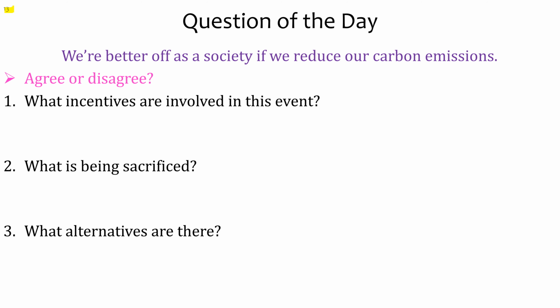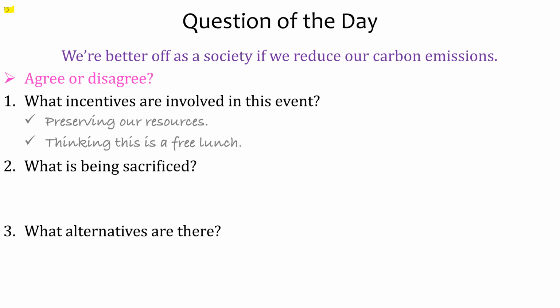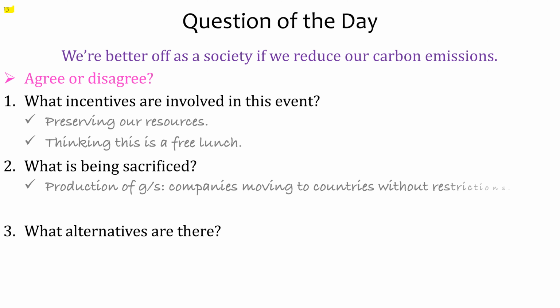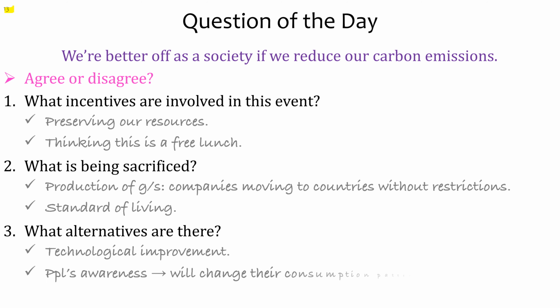The student answer that I'm going to show you, this is what I approve of. So I think it's a fairly deep level of understanding. So it should give you a good example. So let's look at that. For the first question, the incentives could be preserving our resources and thinking that this is a free lunch. So it could be both involved here. What is being sacrificed is the production of goods and services, because companies would move to countries without restrictions, and also standard of living, that also goes down. And then the alternatives could be technological improvement or people's awareness that could cause them to change their patterns.